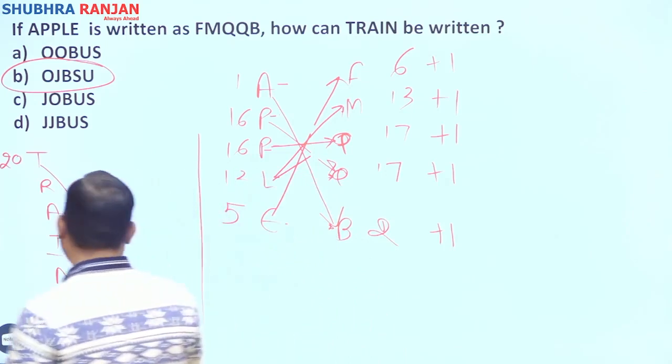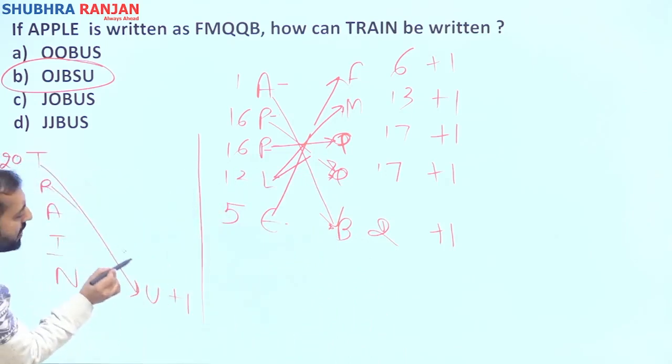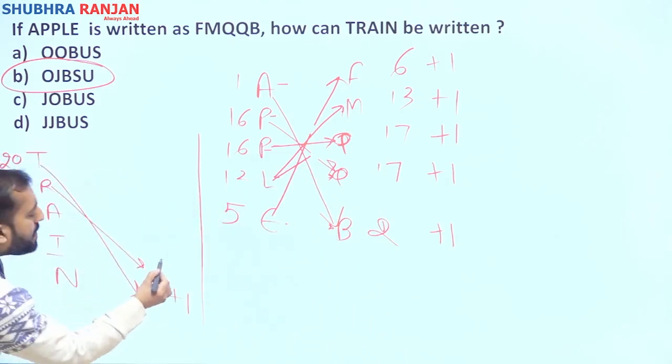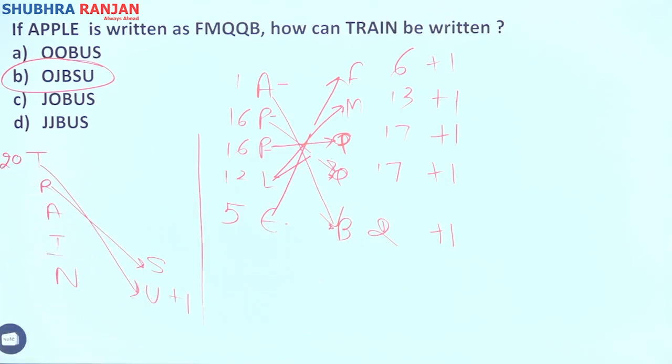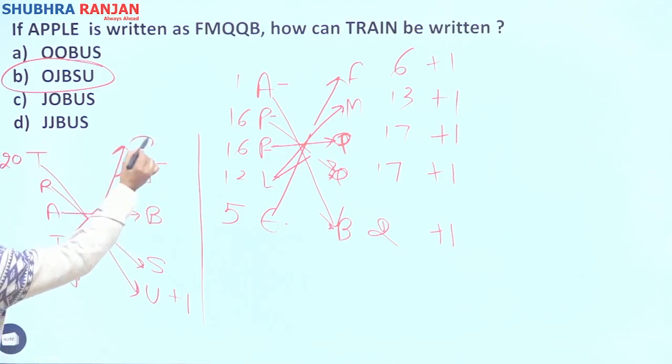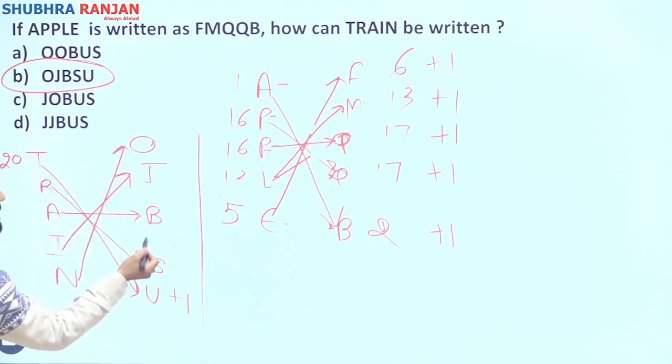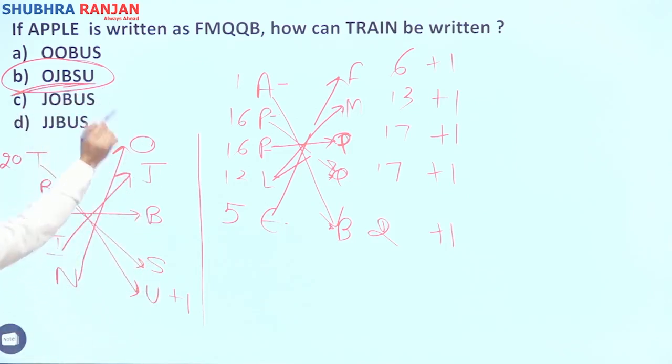Okay, justify it. R plus 1: R is 18, plus 1 is S. Then A plus 1 is B. I plus 1 is J. And finally N plus 1 is O. So O, J, B, S, U is my answer.